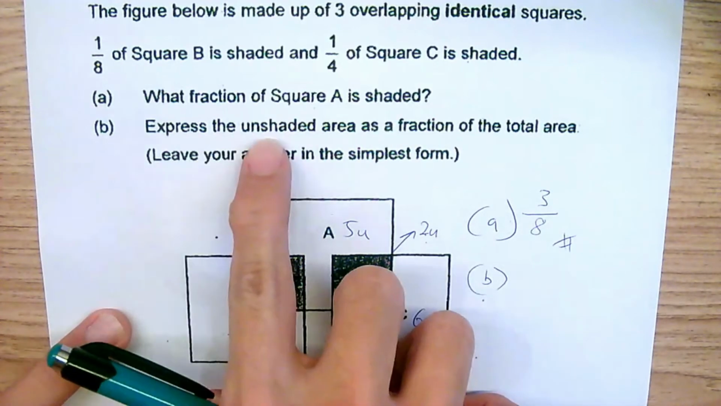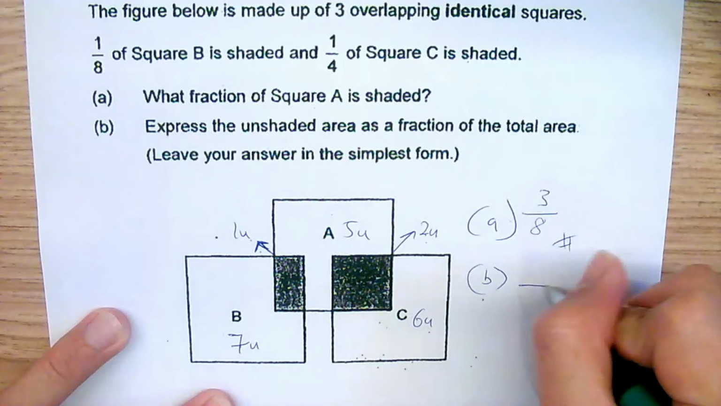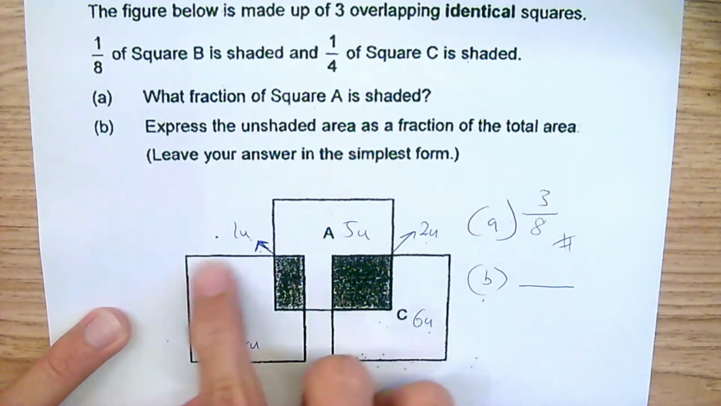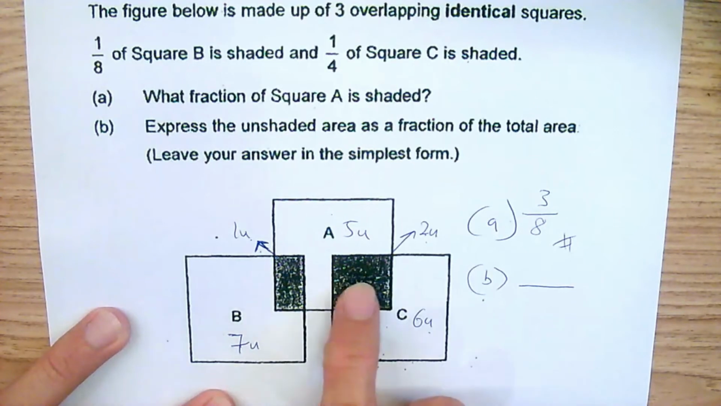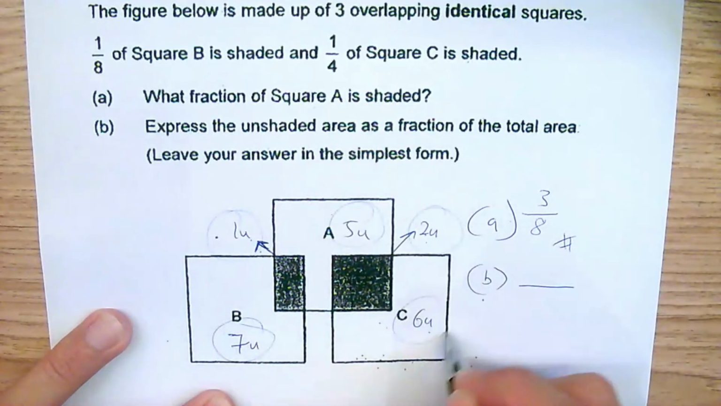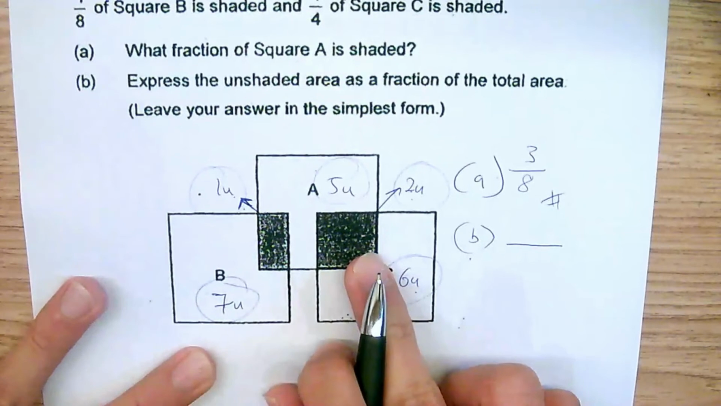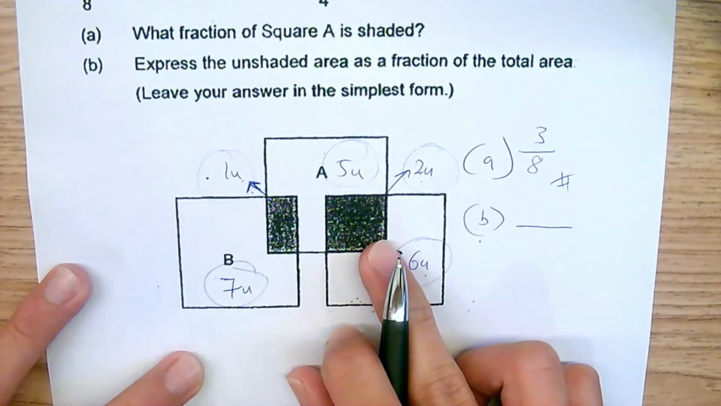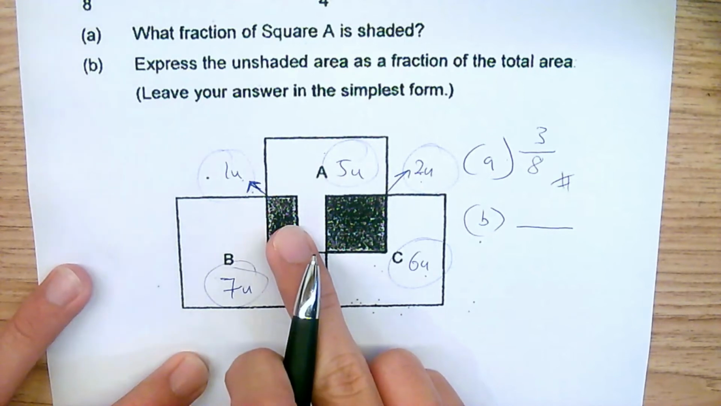It says to express the unshaded area as a fraction of the total area. Now, total area is what? Total area is not 8 plus 8 plus 8. It's not. For the total area, you must minus off this overlap area. So it's actually 7 plus 1 plus 5 plus 2 plus 6. It is not 8 plus 8 plus 8 because it is overlapped. For parents who are watching this, you need to teach your kids this one. Once they are overlapped, the area doesn't count anymore, so you cannot include that inside.